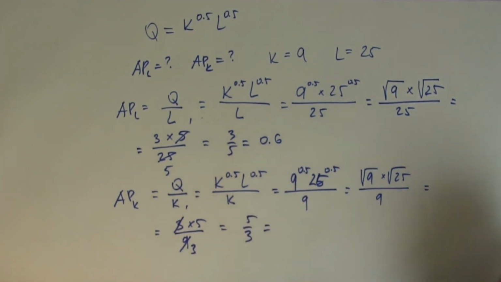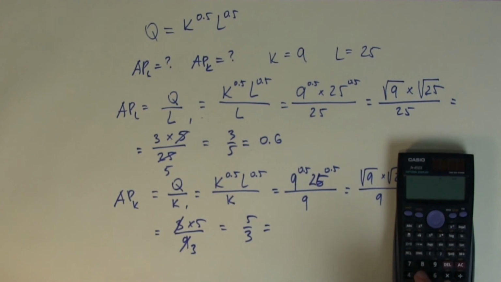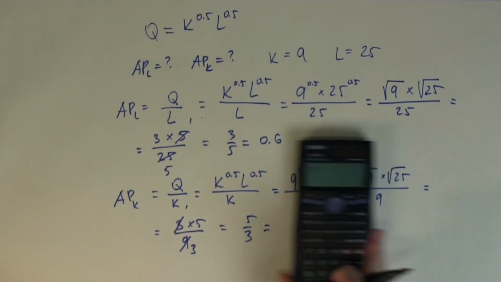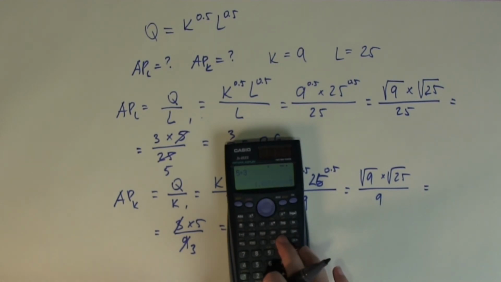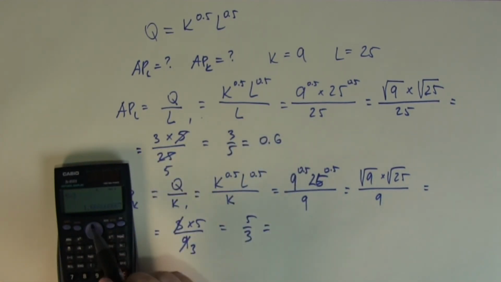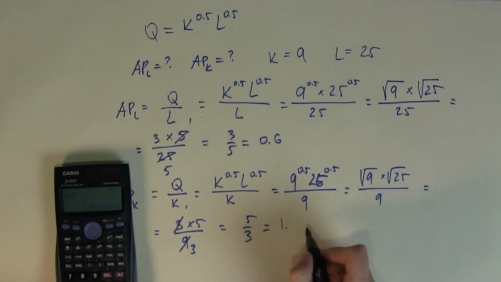Unfortunately, 5 over 3 is not a nice and easy decimal, because if I calculate the decimal equivalent, it's going to be an infinitely recurring fraction. So if I wanted to round it to the nearest 2 decimal places, that would be 1.67.